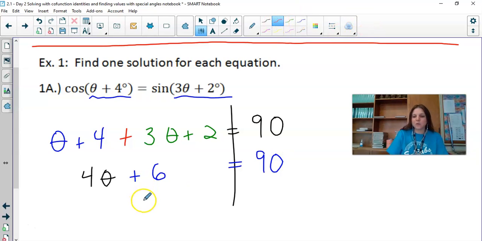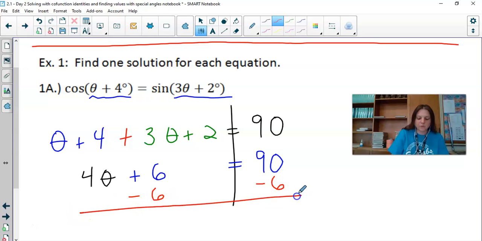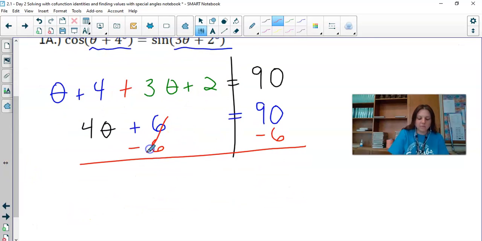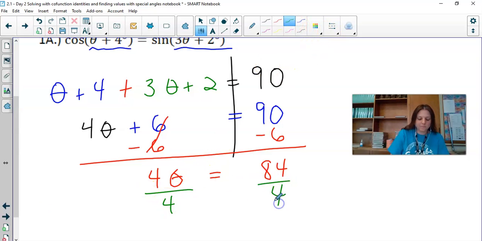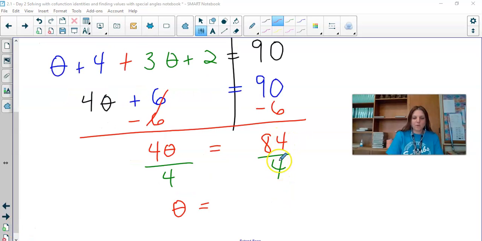Okay, the next thing I'm going to do is solve this two-step equation. Subtract 6 from each side. And of course, at the end, you want to divide by 4. So 84 divided by 4 is 21 degrees.